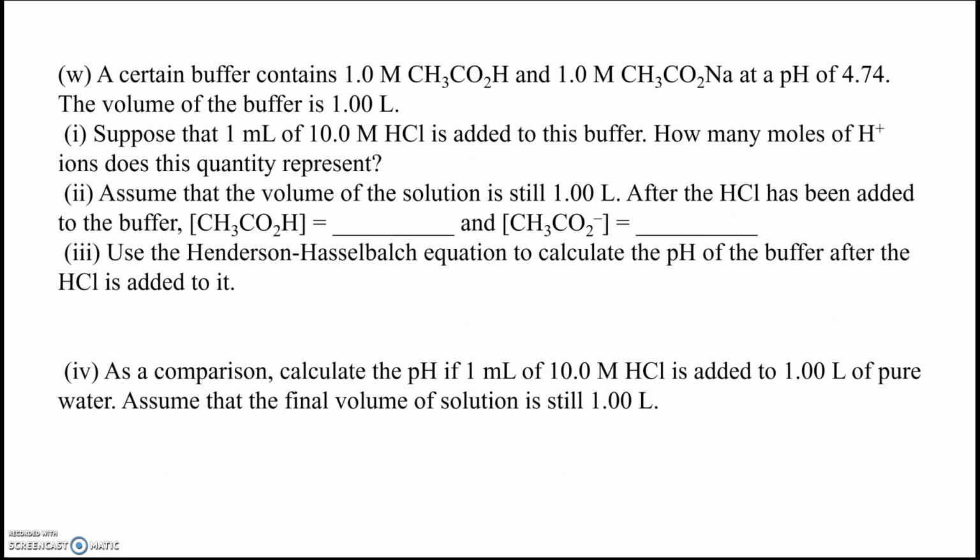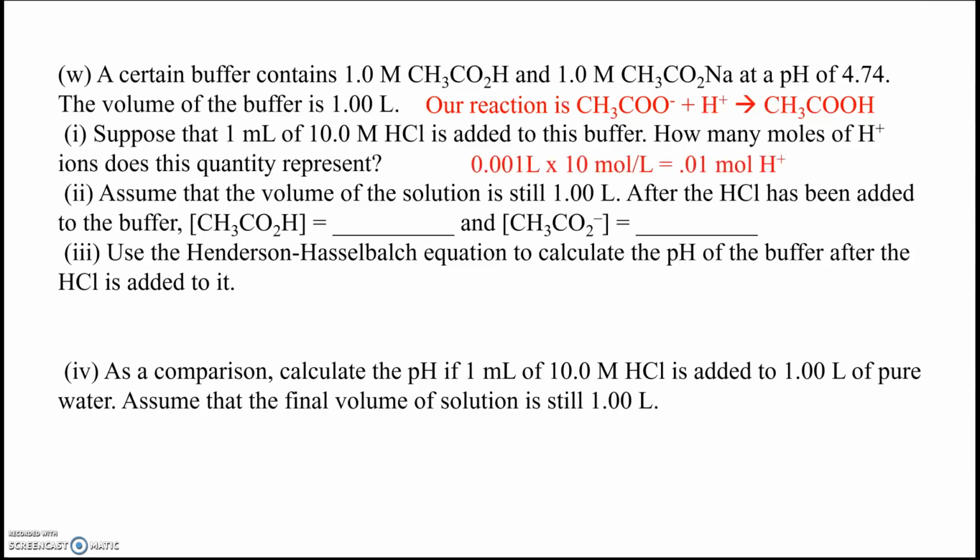Right, item W, a certain buffer contains 1 molar CH3COOH, our acetic acid, and 1 molar sodium acetate. Again, we have the same situation, only now we're adding the opposite. We're adding concentrated strong acid rather than concentrated strong base. First thing we have to do is write the reaction, and you can see the H plus reacts with the acetate to form acetic acid. And again, we have the same 0.01 moles of acid that has been added.